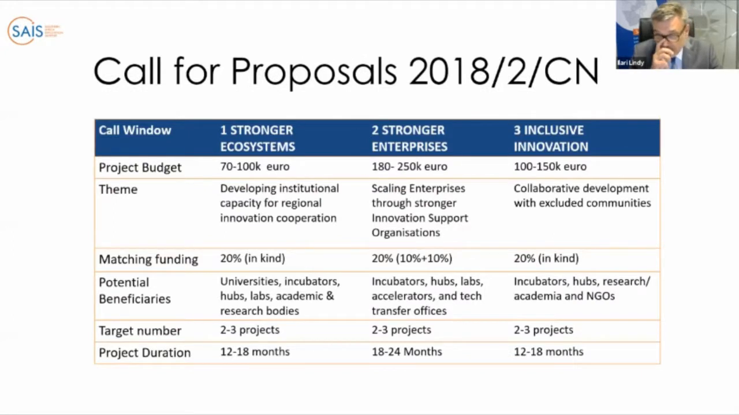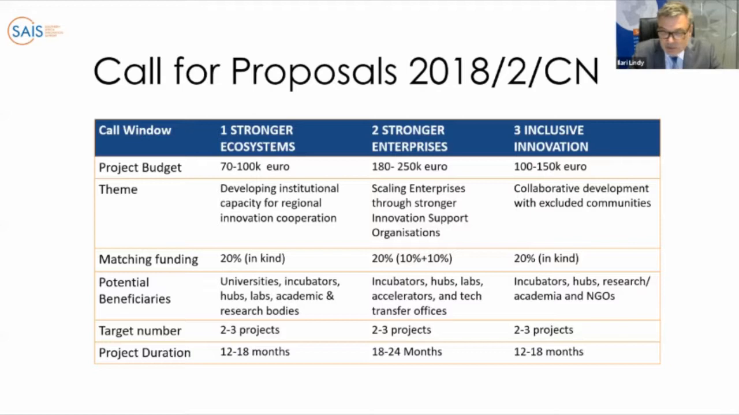Then going deeper into the windows of the call for proposals 2018. We have a first window which is about stronger ecosystems. The project budget limit, what you can ask as a grant from SAIS, is 70 to 100,000 euros. So we don't want less than 70,000, but unfortunately you are not able in this window to ask for a grant of more than 100,000. The theme is developing institutional capacity for regional innovation cooperation. I will open this up in more detail a little bit later.